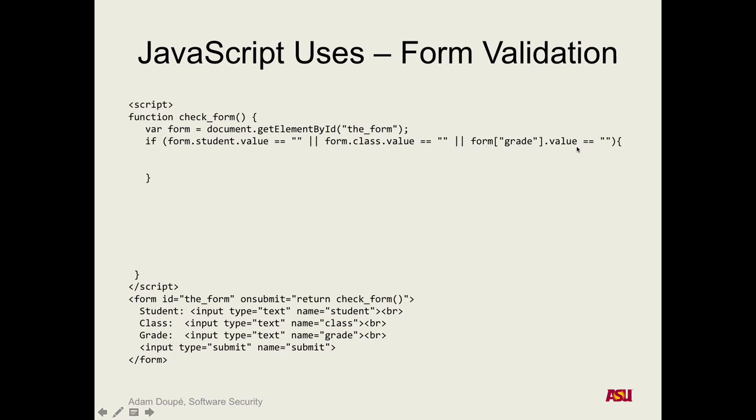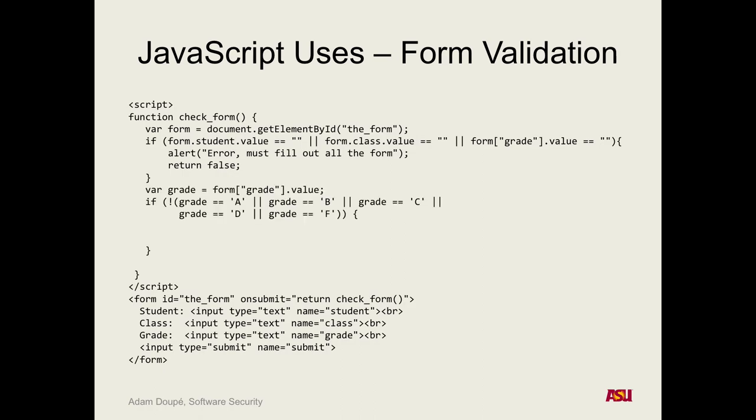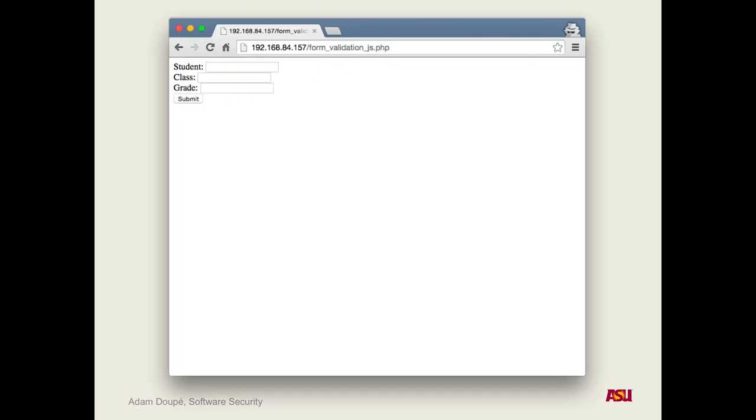Can't you modify anything that's on the client? We're not there yet. So I can do this checking there, so I can tell the user, hey, the form must be filled out, and I can return false, which will prevent that HTTP request from being made to the server. I can get the grade, I can test the grade, otherwise I return true.